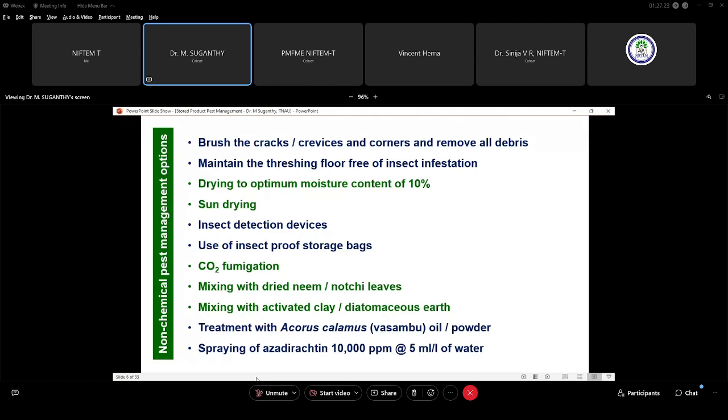Instead of using methyl bromide fumigation, we are just going for carbon dioxide. Because insects also, like us, need oxygen for their survival. When we reduce the level of oxygen by increasing the level of carbon dioxide within the storage container, it definitely leads to mortality of the insect pest. So this carbon dioxide fumigation is also gaining momentum.